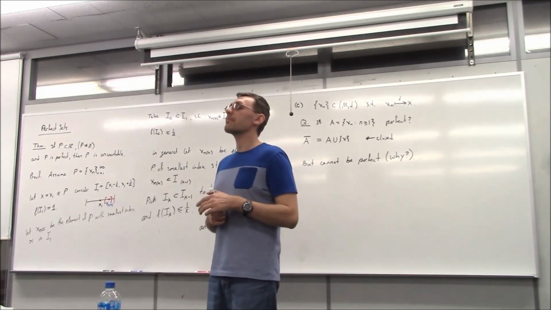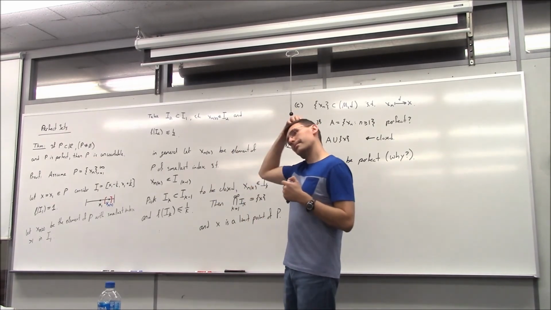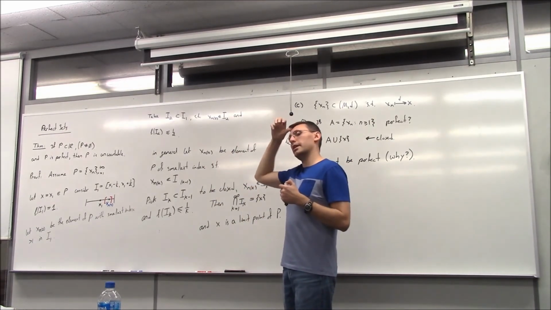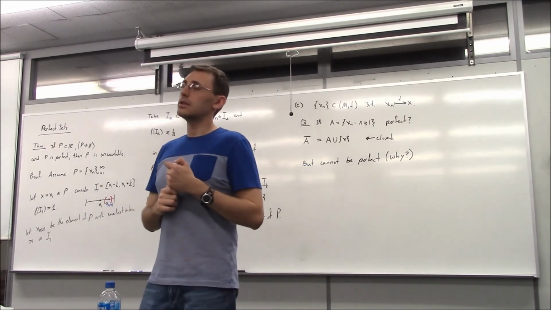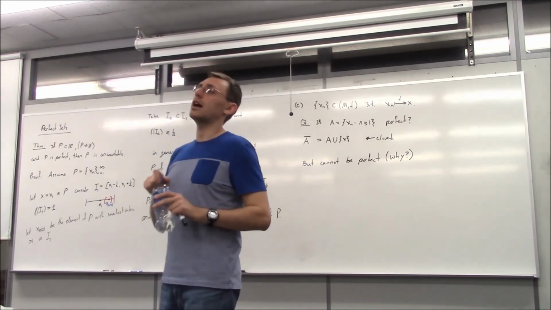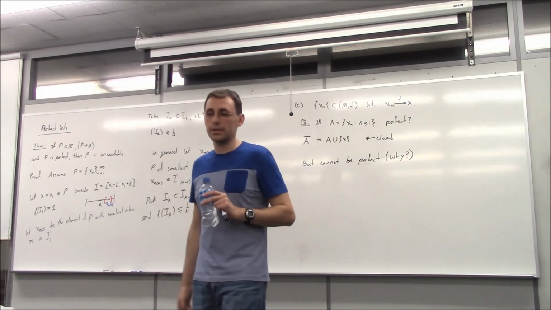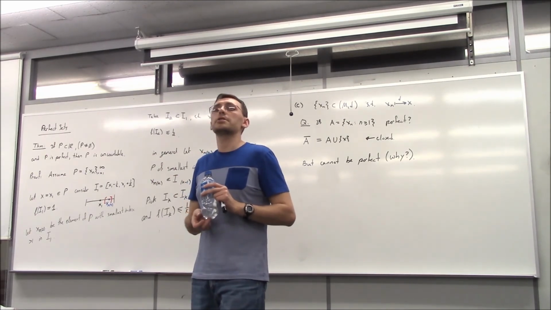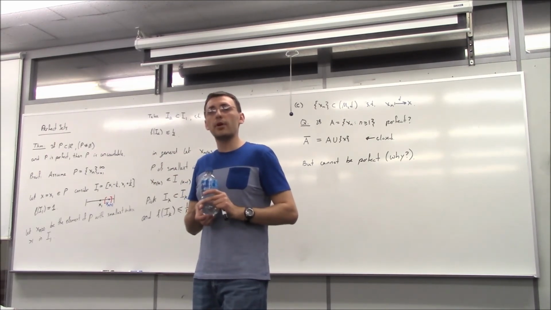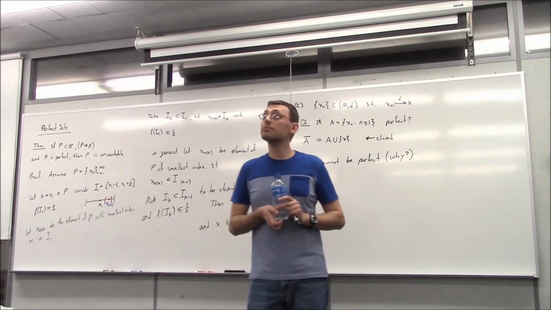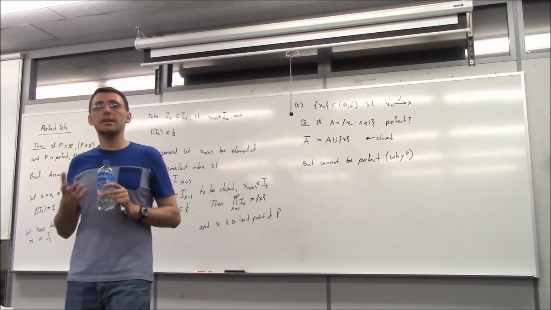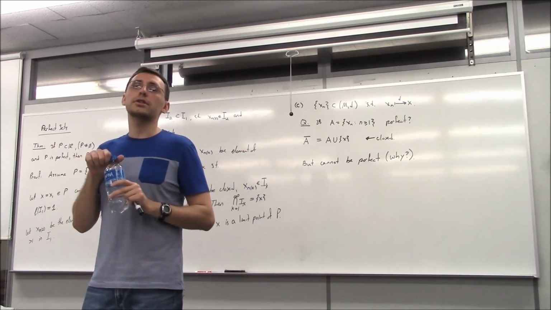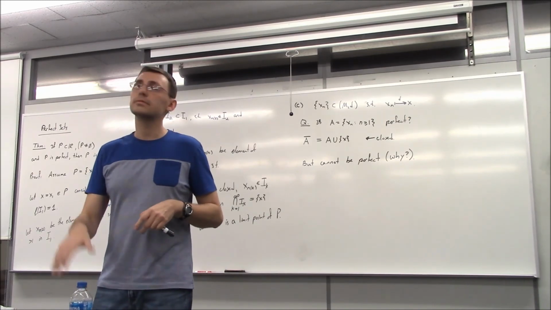Is any perfect set in R an interval in R? No, there are plenty of perfect sets that are not intervals in R. I'll show you possibly other examples. In fact, here is a question. Can you construct a perfect set that contains no rational number? Can you construct such a set? So some perfect set that has no rational number whatsoever.